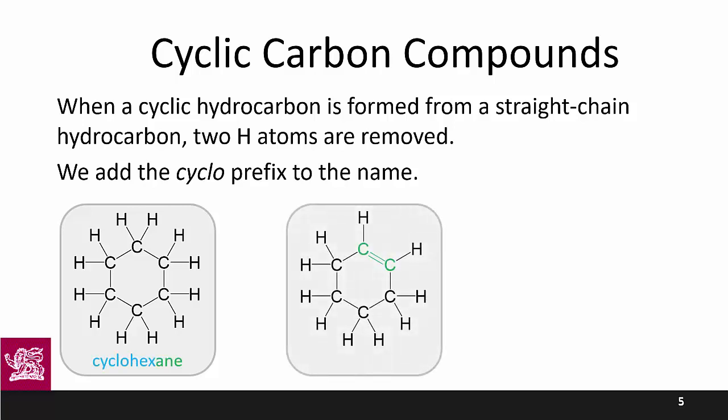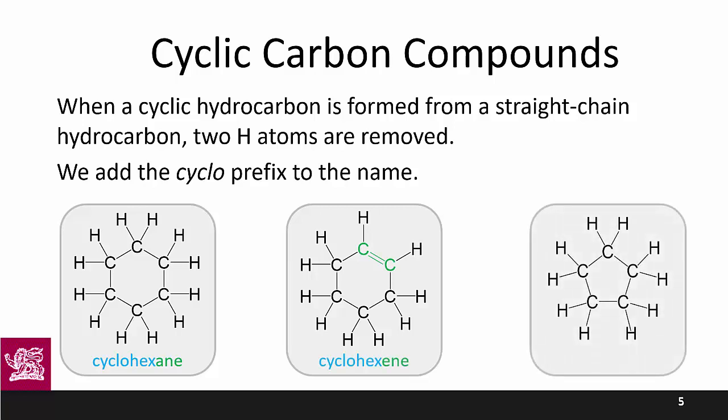And the next, shown here with a green highlight for the double bond, this must be cyclohexene. And one last one. This is a 5-membered ring, and so this must be cyclopentane.